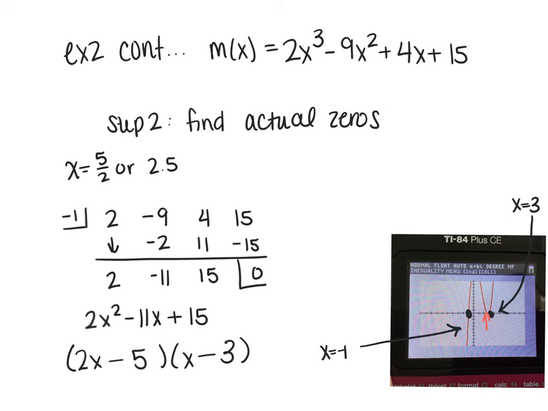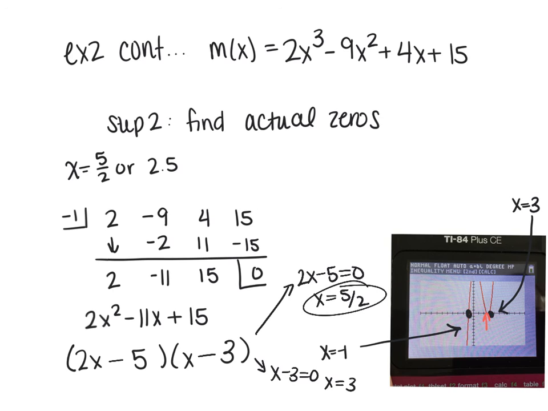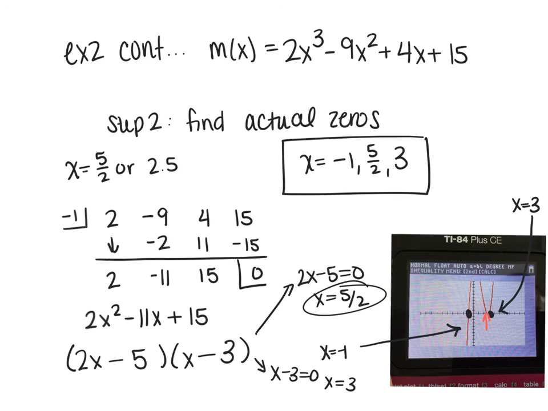Set each piece equal to 0, which will give you 2x minus 5 equals 0, which will give you x equals 5 over 2. And then the second one, x minus 3 equals 0, which will give you a solution of 3. Now, I already found 3 from my graph, but that confirmed that yes, the 5 over 2 was indeed the actual zero. So your solutions are -1, 5 over 2, and 3. That is your final answer.